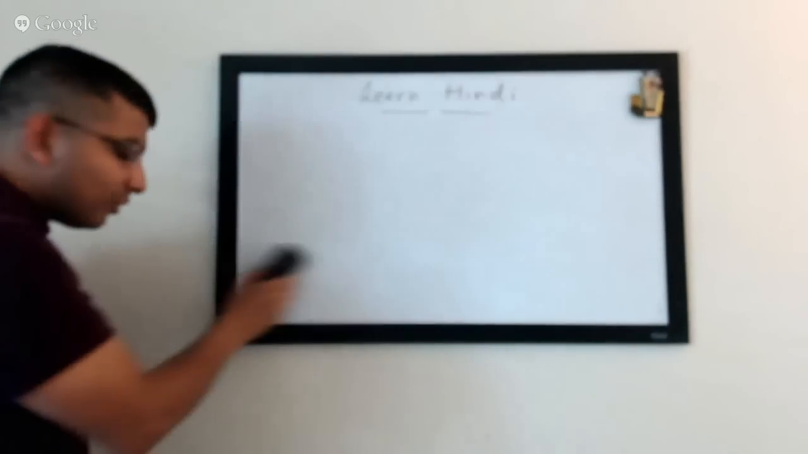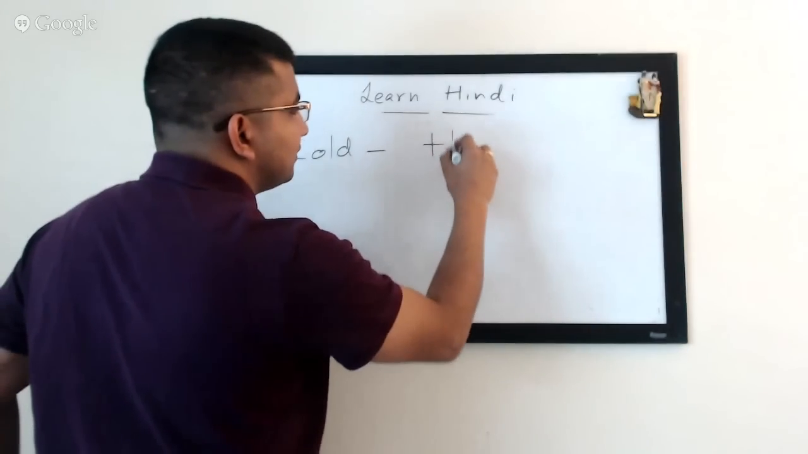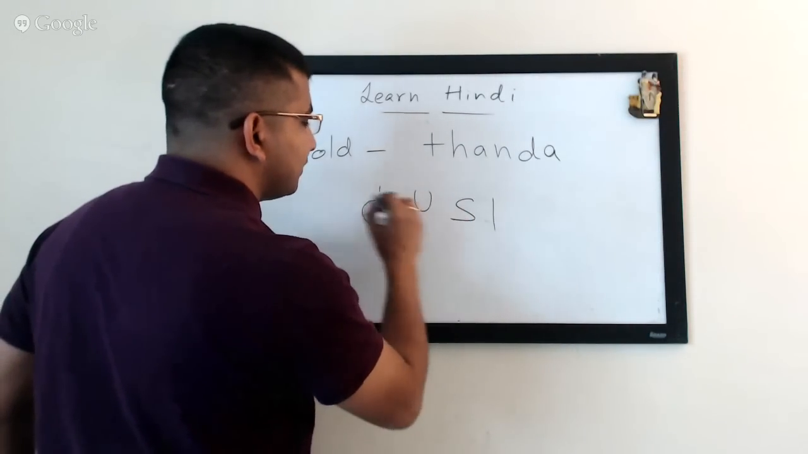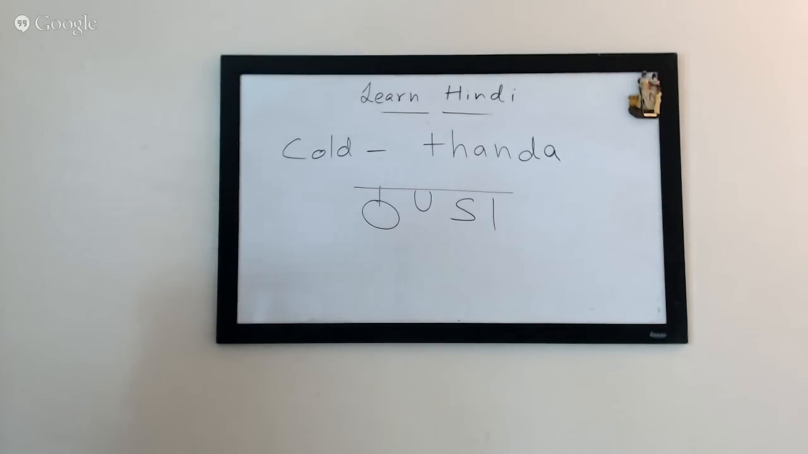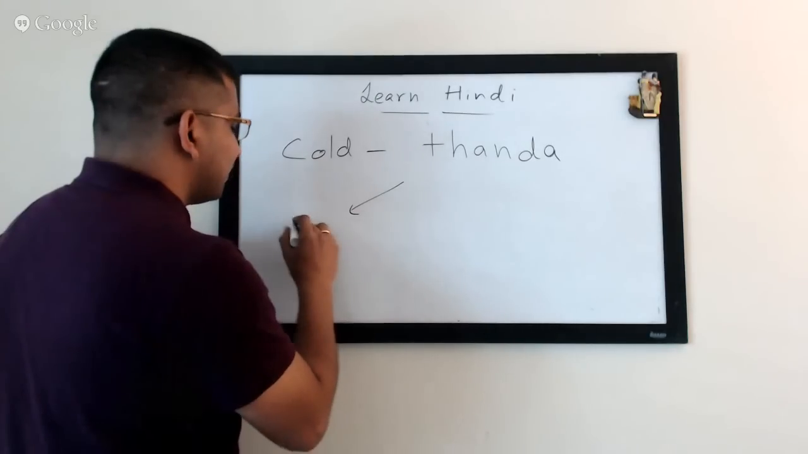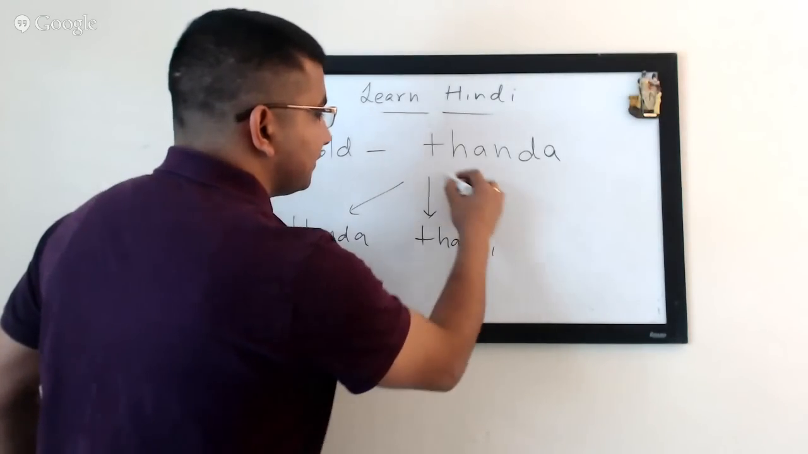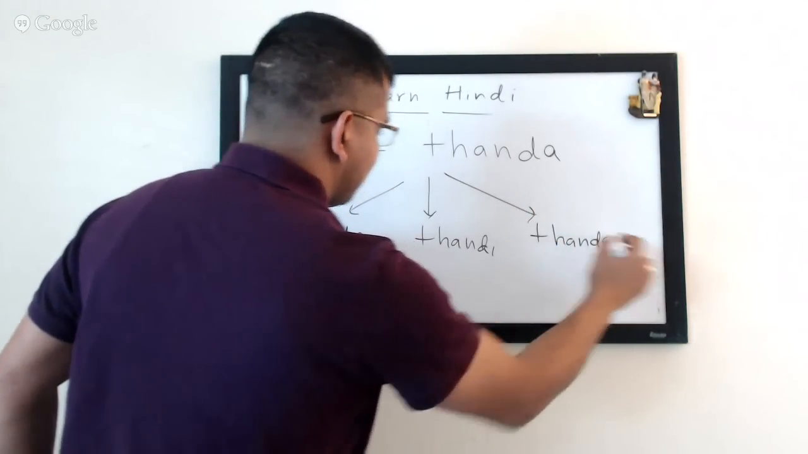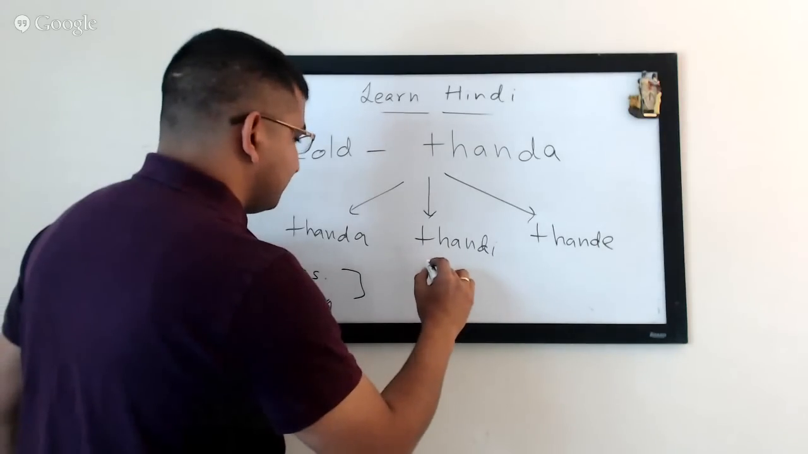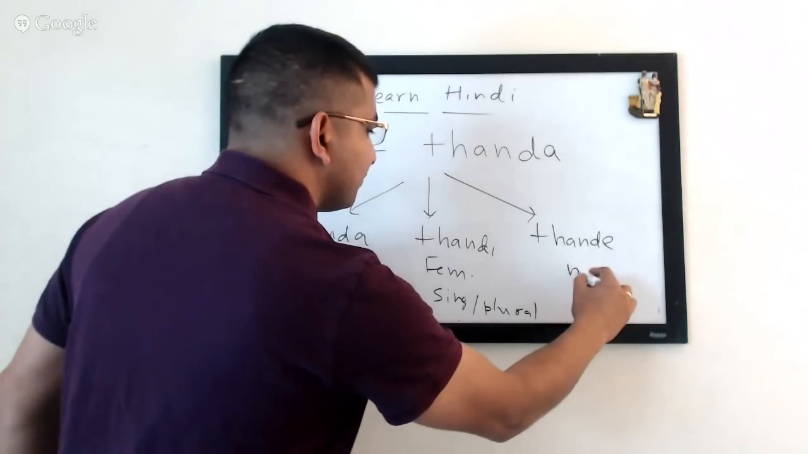So I'll continue now. I'll take another adjective, and the next one is cold. Cold is thanda. So you have th, na, ta, thanda, right? Thanda follows the same structure as expensive and cheap, where it can be thanda, thandi, and thande. So thanda, as I said, is for masculine singular, thandi for feminine singular and plural, and thande would be for masculine plural.